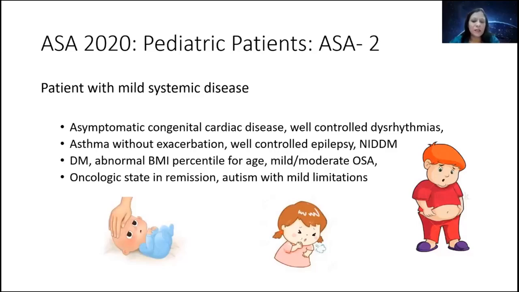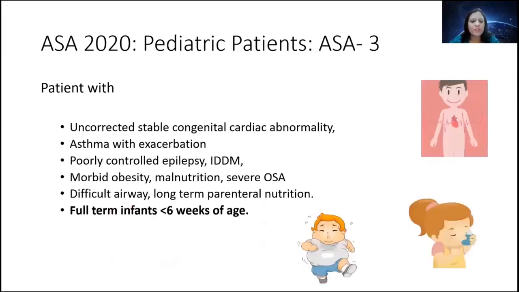Similarly, a child with diabetes mellitus, or mild to moderate obstructive sleep apnea is ASA2. And you must remember, even if a child has some kind of cancer, but it is in the state of remission, then it is ASA2. If a child has autism with mild limitation, it is ASA2. But a child with autism who is having significant features, it is not ASA2.